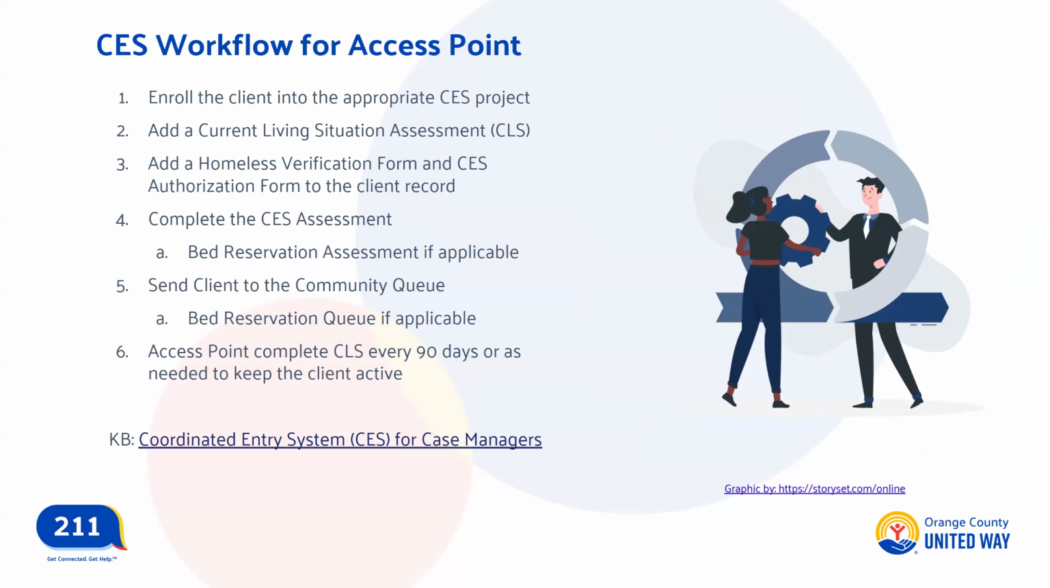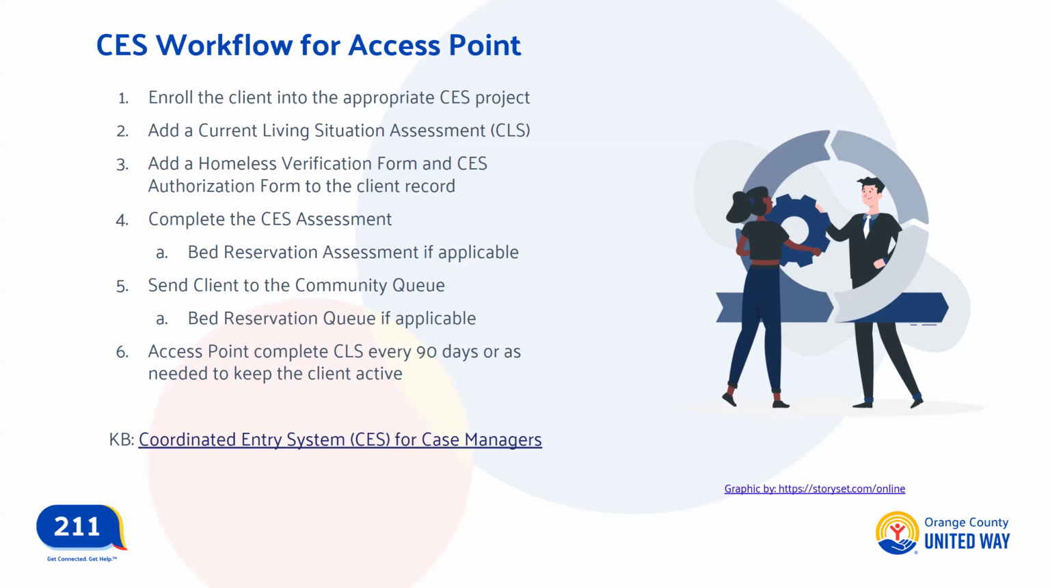We will start with CS workflow for Access Point. So we will go over the following steps. Enroll a client into the appropriate CS project, add a current living situation assessment, adding a homeless verification form and CS authorization form for the client record, complete the CS assessment, the bed reservation assessment if applicable, sending the client to the community queue, and sending them to the bed reservation if applicable. And Access Point will complete the current living situation every 90 days or as needed to keep the client active on the community queue.